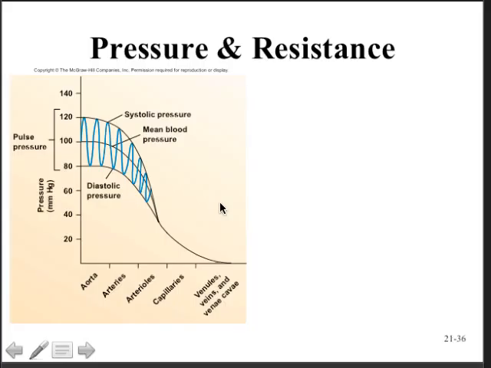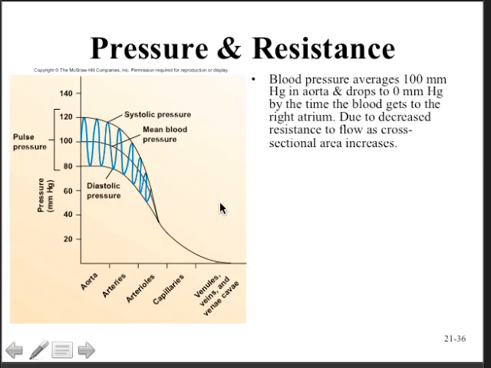This is an interesting diagram because this is showing you how pressure overall decreases with increasing distance from the heart, and also how differences in pressure decrease with increasing distance from the heart. Blood pressure averages about 100 millimeters of mercury in the aorta and drops to 0 by the time the blood gets to the right atrium. This is due to decreased resistance to flow as the cross-sectional area goes way up. And remember, you can see the big drop here. Once we hit those capillary beds, we really shoot down big time in terms of pressure.